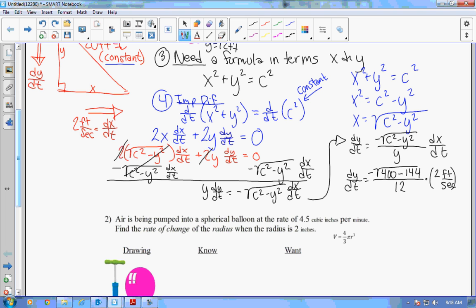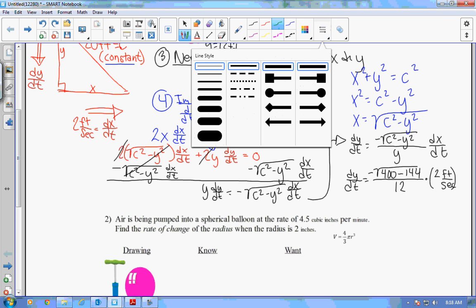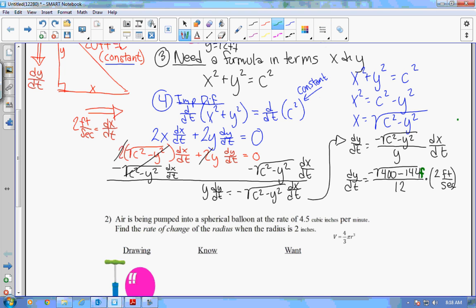Now, feet per second, what's the unit on this numerator here? 400 was representing a 20, the length of the ladder. 144 is 12. What's the unit for both of those? Feet. Just to make sure the units would work out. And 12 is also feet. So do we actually get feet per second? Yeah, because those feet cancel out.